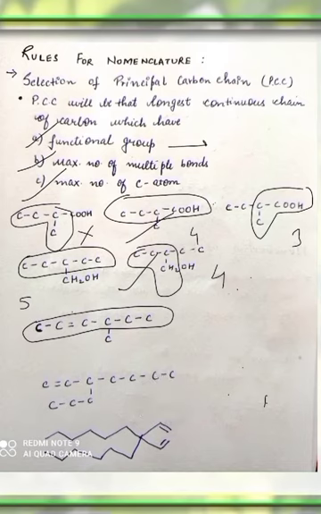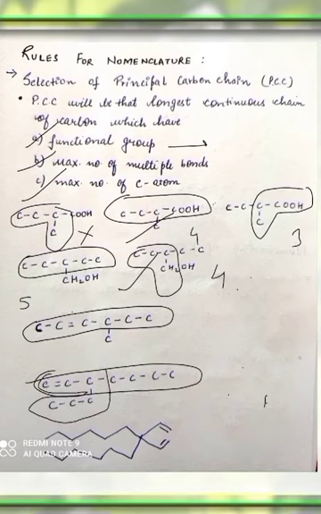Now in this, it could be this or this one. So this one has 6 and this one has 7. So this one is our parent carbon chain.